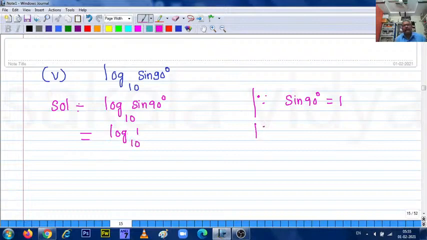We have one very important formula. Logarithm of 1 to any base a is equal to 0. Logarithm of 1 to the base 10 is also 0. Answer is 0.